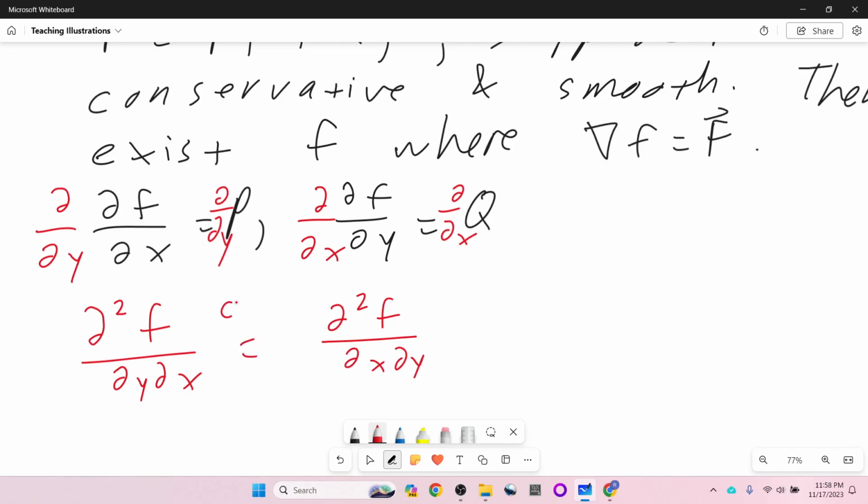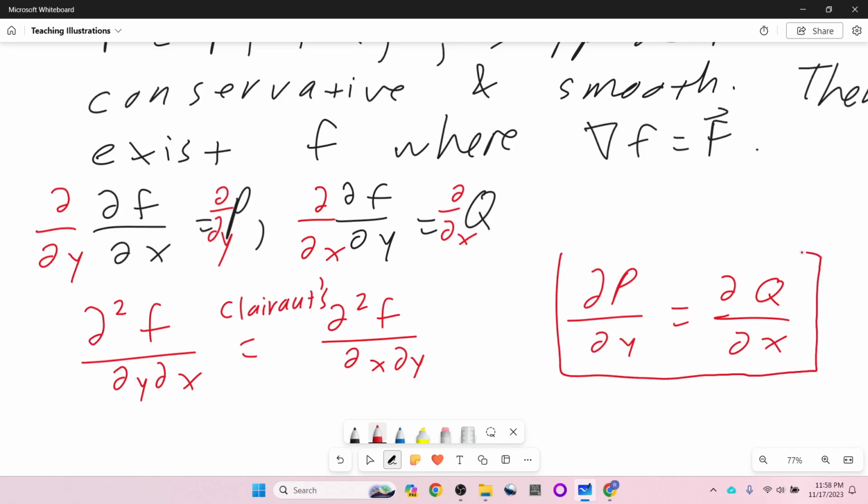If you remember when we first did partial derivatives, Clairaut's theorem says that as long as the function is smooth, which we said this is, then these things are equal. So that means del p over del y equals del q over del x. So that's the test. This is the thing that you'll want to copy down and memorize. This is how you test whether it's conservative or not. Usually.